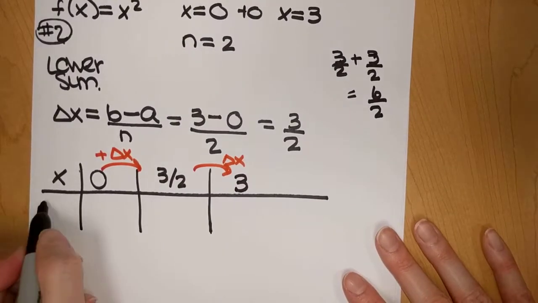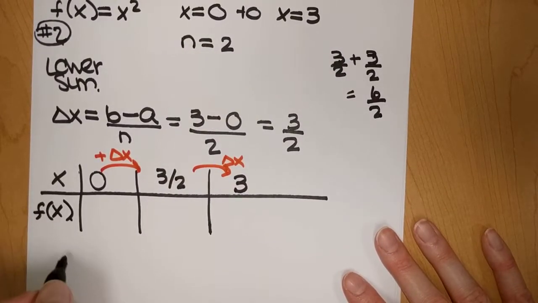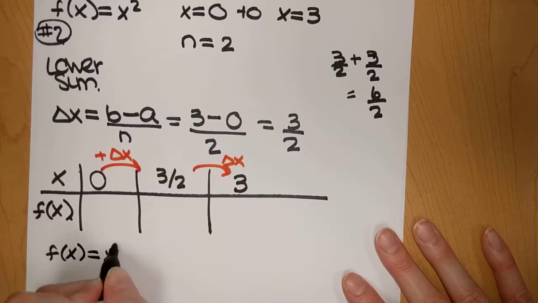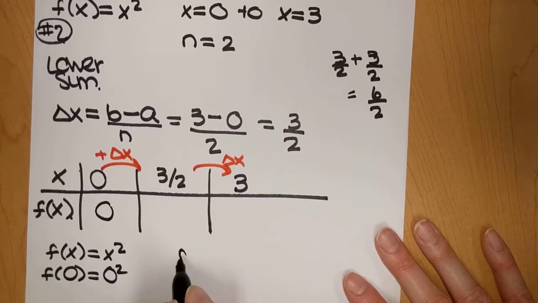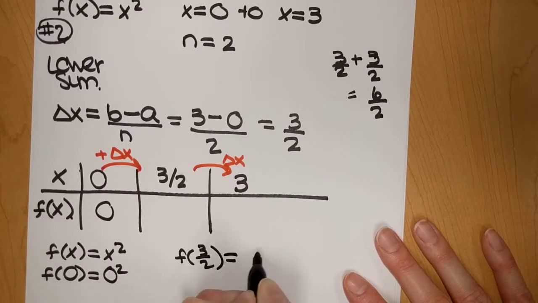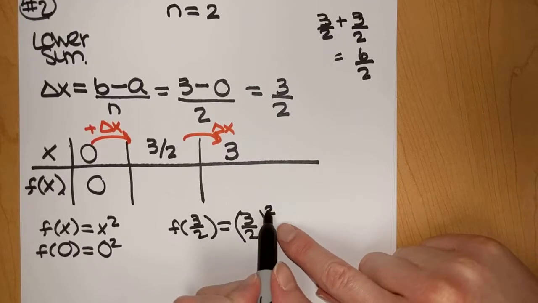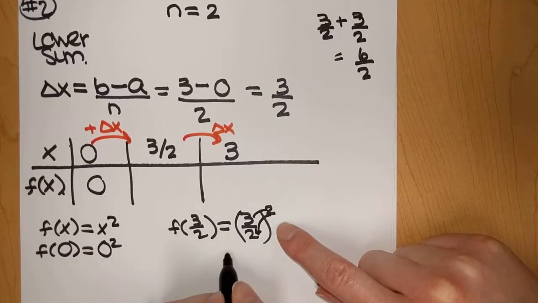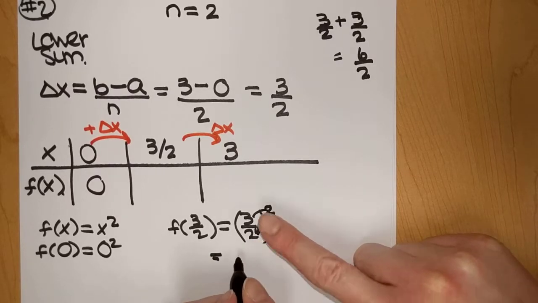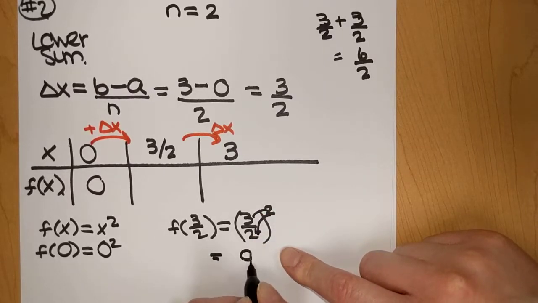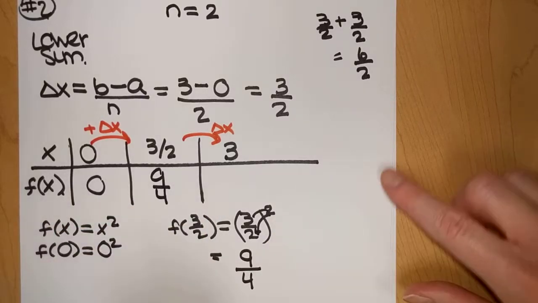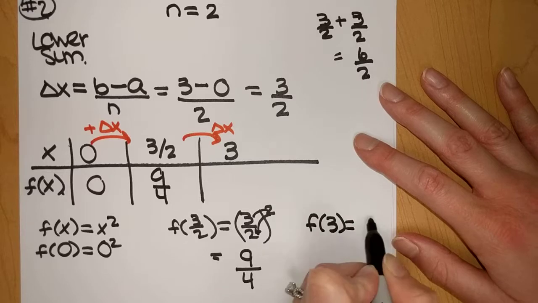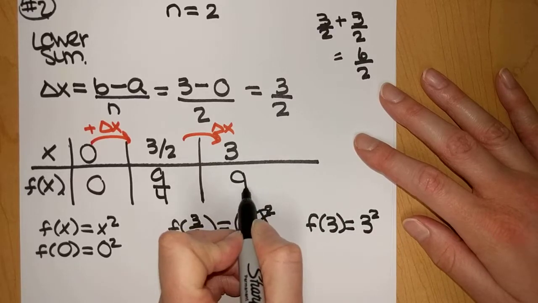Okay, now our f of x is equal to x squared. So if I plug in 0 here, I'm going to get 0 squared, or just 0. If I plug in 3/2, I'll have 3/2 squared. Do keep in mind you have to distribute this exponent to the 2, but also to the 2 in the denominator. So the 2 and the 3 get distributed here. So we have 9 over 2 squared, 4, so 9/4. And then for the last one, f of 3, we'll just have 3 squared, which will give us 9.